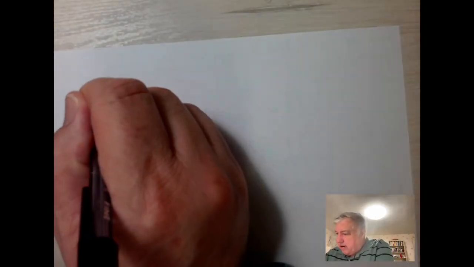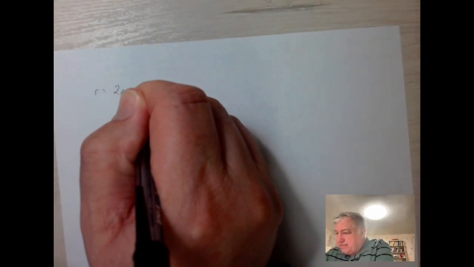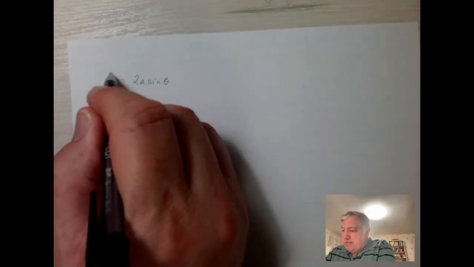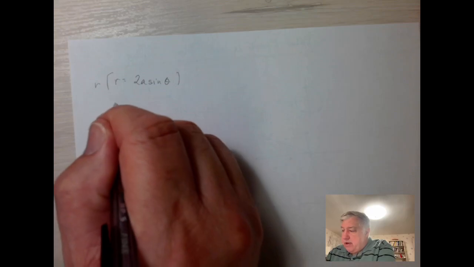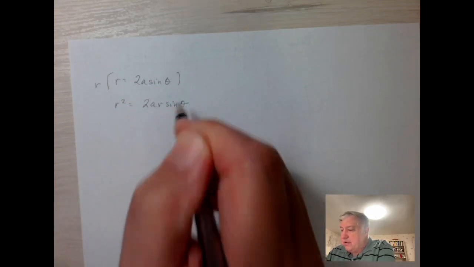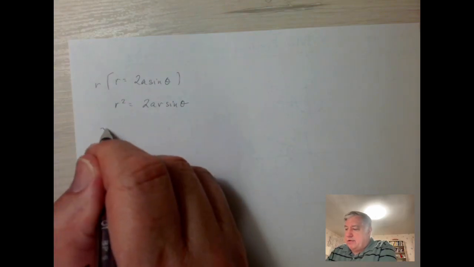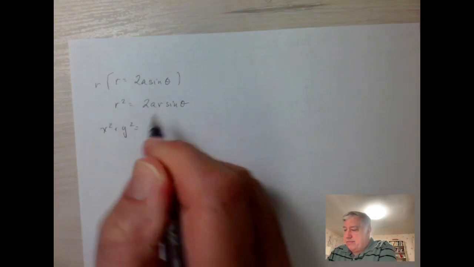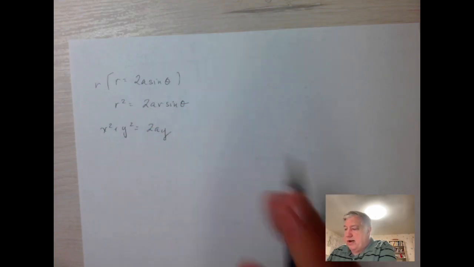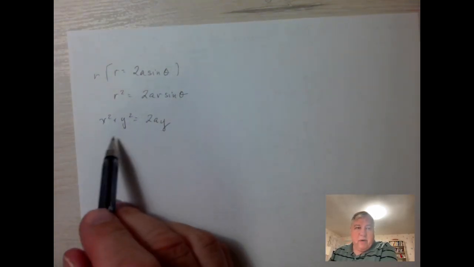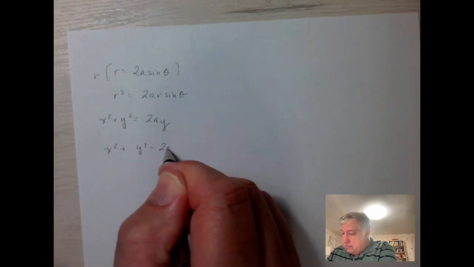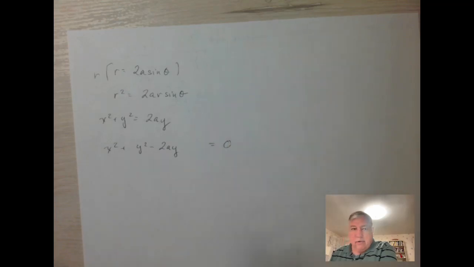If you had r equals 2a sine theta, if you want to see why this works, we can first multiply both sides by r, and we'll get r squared equals 2ar sine theta. And then r squared, remember, is x squared plus y squared. And then we have 2a, and r sine theta is y. We can take the 2ay over here, and so this is 0.